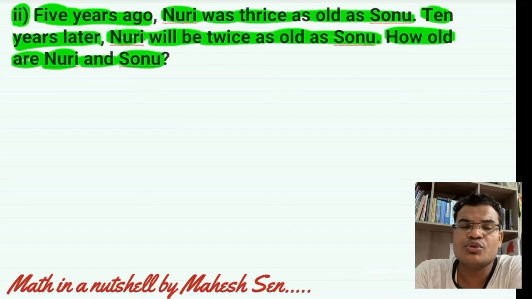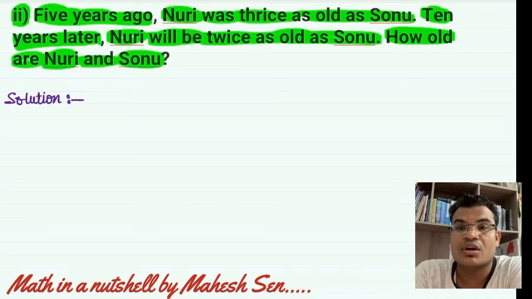So first of all you should understand the "5 years ago". This terminology is very important. Ago means what and later means what. He will not use before and after. So we will be clear with these two words and then we'll go for the solution. First of all we have to take the two variables x and y, and there are two persons here, Nuri and Sonu.